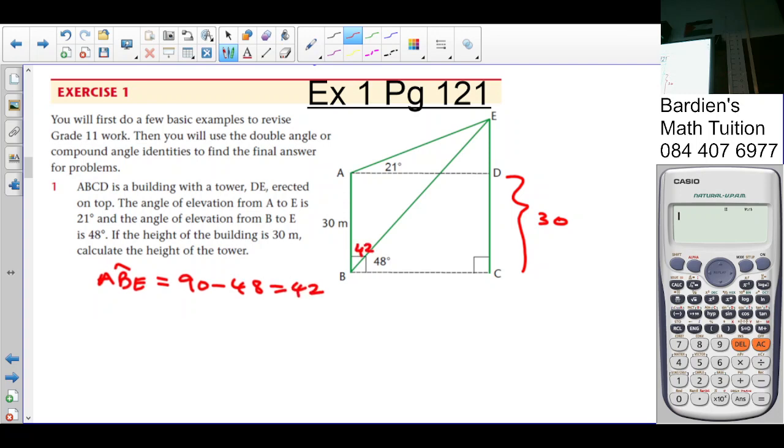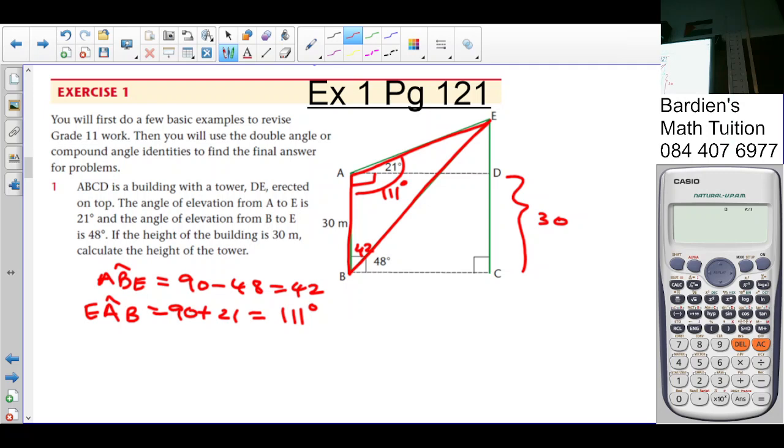So we have a triangle looking like that. So with that, we know that this is 90, so this whole angle EAB is equal to 90 plus 21, which is, what, 90 plus 21? 111, is that correct? 111 degrees. Okay.